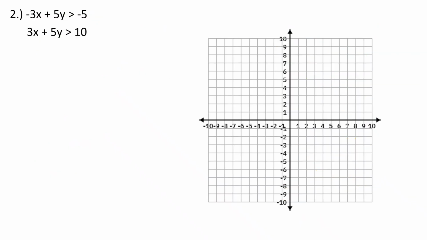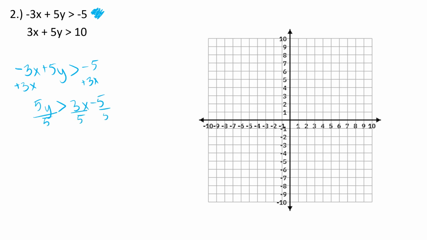All right, for the next problem, these ones are not in slope-intercept form. So you can decide to do these by building a table, but I am a fan of slope-intercept form. So I'm going to assign the first problem blue, and we're going to go ahead and solve that for y. I'll start by adding the 3x to both sides. So I have 5y is greater than 3x minus 5. And then we'll divide everything by 5 to get y is greater than 3/5 x minus 1.